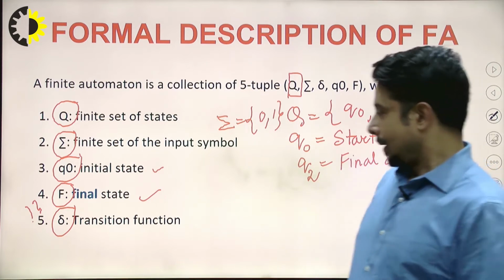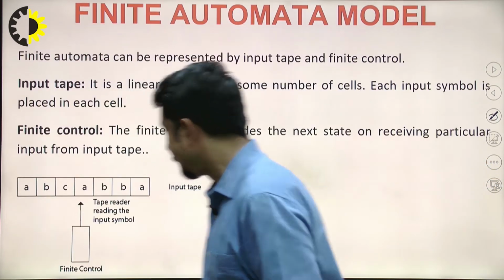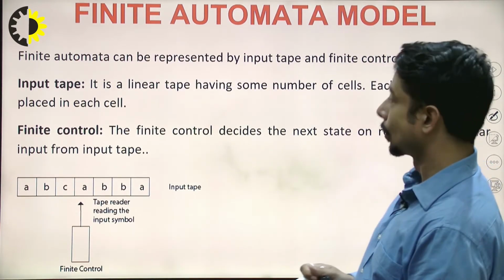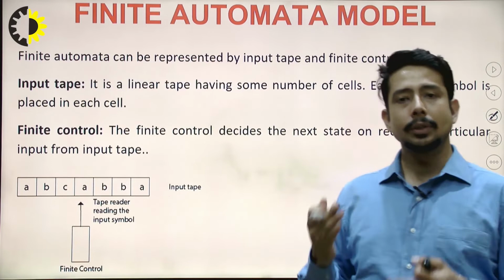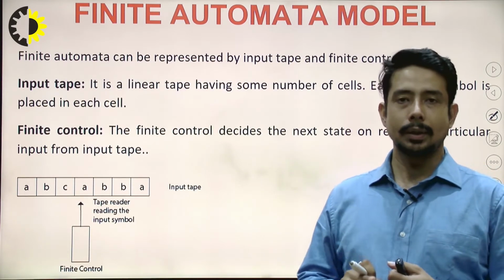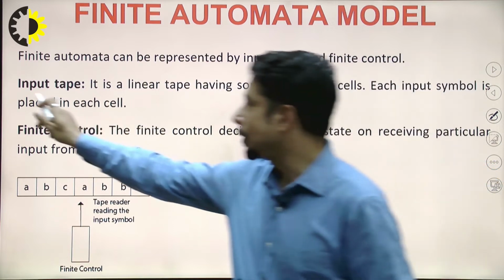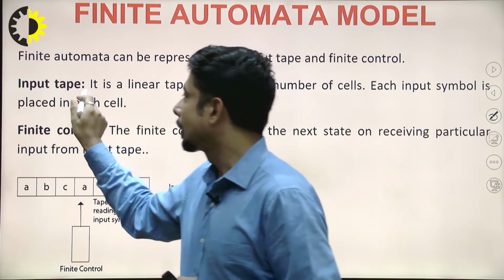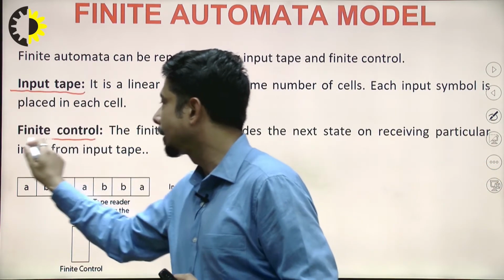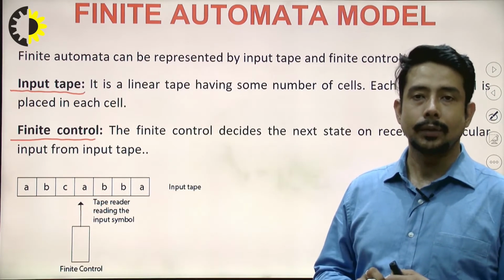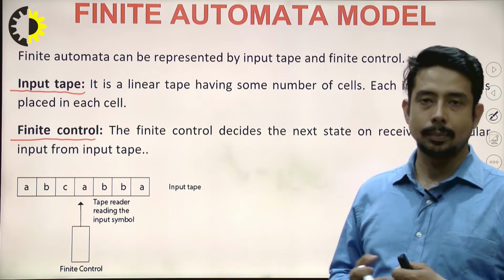Now, let us go to the next slide. The next slide says what the finite automata model is. If we talk about the configuration model of finite automata, it requires two important components. First is your input tape, and the second one is your finite control. Without these two things, it is not possible to construct a finite automata.